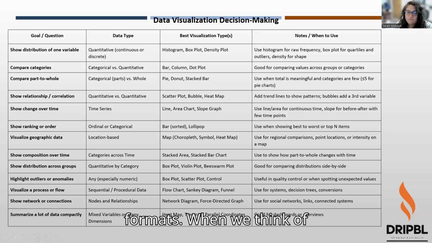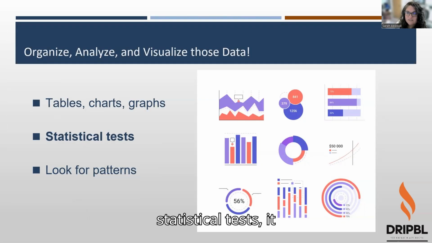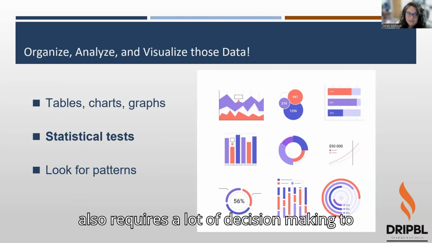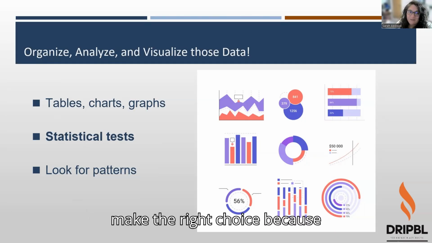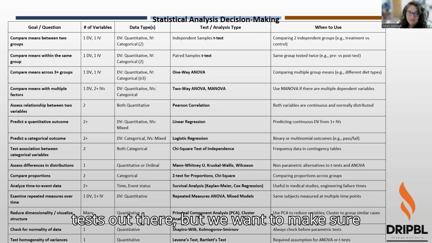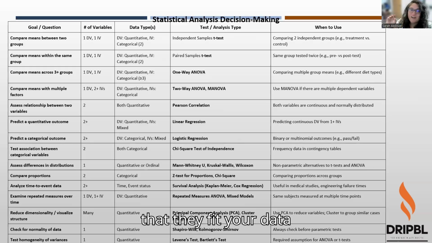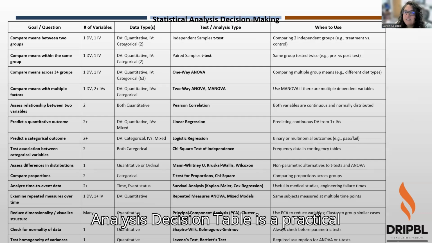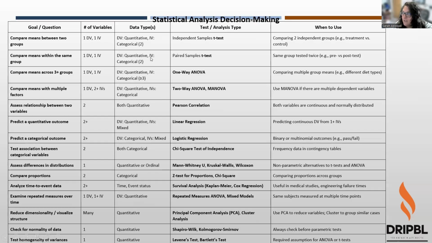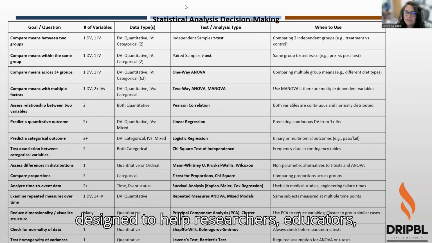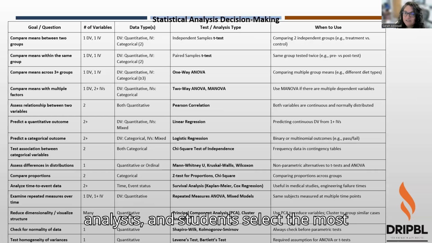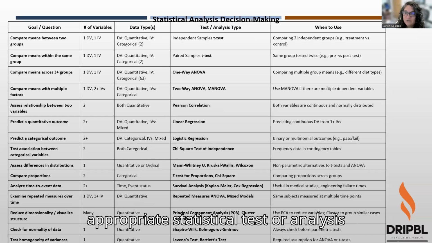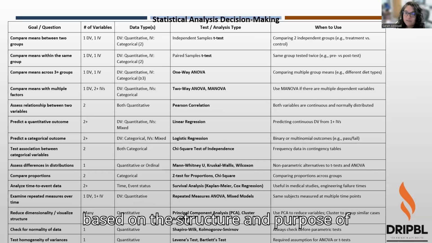When we think of statistical tests, it also requires a lot of decision-making to make the right choice, because there's a lot of potential statistical tests out there, but we want to make sure that they fit your data appropriately. So here's another tool that you can use. The Statistical Analysis Decision Table is a practical reference tool designed to help researchers, educators, analysts, and students select the most appropriate statistical test or analysis based on the structure and purpose of their data.